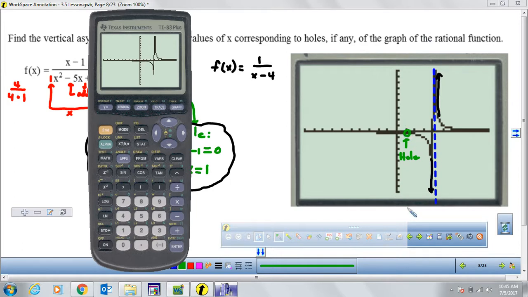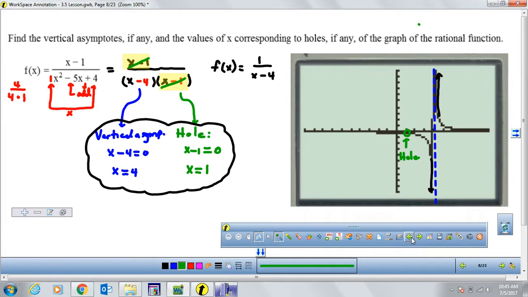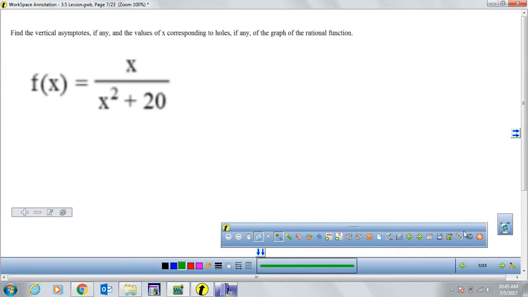Okay. Now, let's do another question on vertical asymptotes. So now we're going to do the same thing here. Find the vertical asymptotes, if any, and the values of x corresponding to holes, if any, of the graph of this rational function.